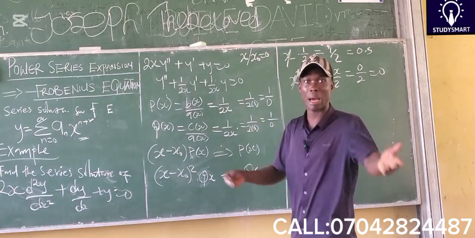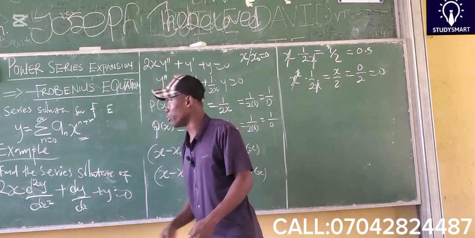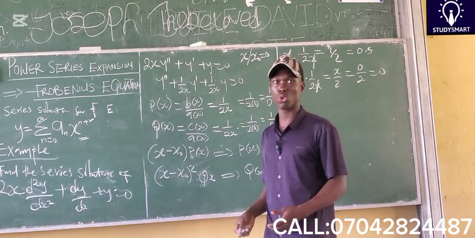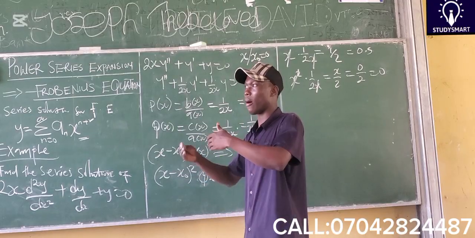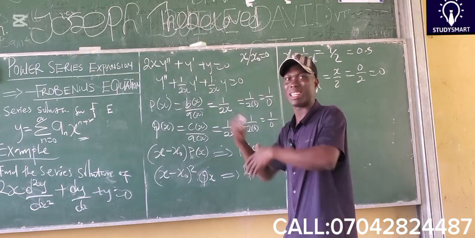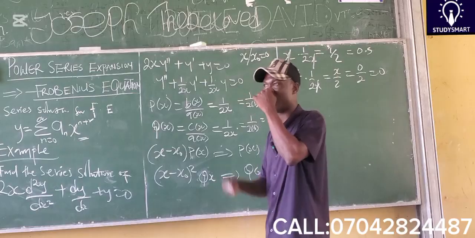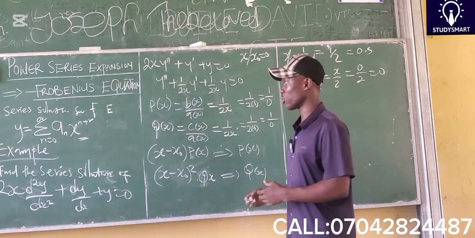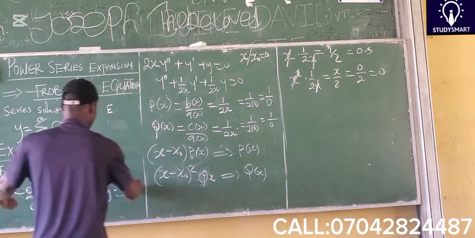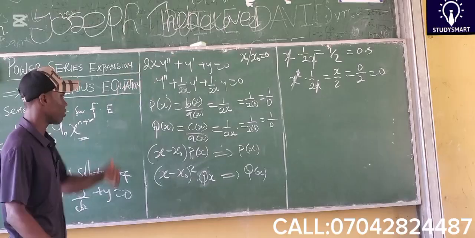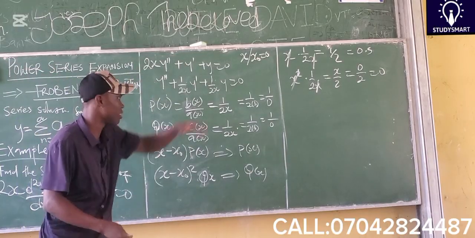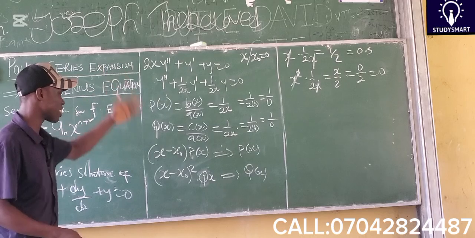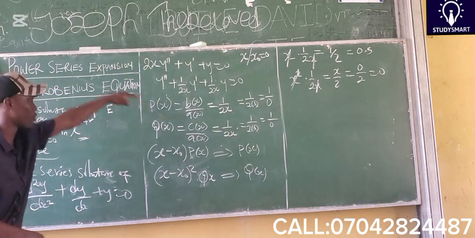Don't forget, at a singular point, use the Frobenius series. At an ordinary point, use the Leibniz-Maclaurin series. But in our subsequent videos, we are going to be discussing the Leibniz-Maclaurin series. So we are going to be solving this example. What we just did now is to know the kind of method we are going to use in solving this example. So we have known that this is a singular point and we are going to be using the Frobenius method.